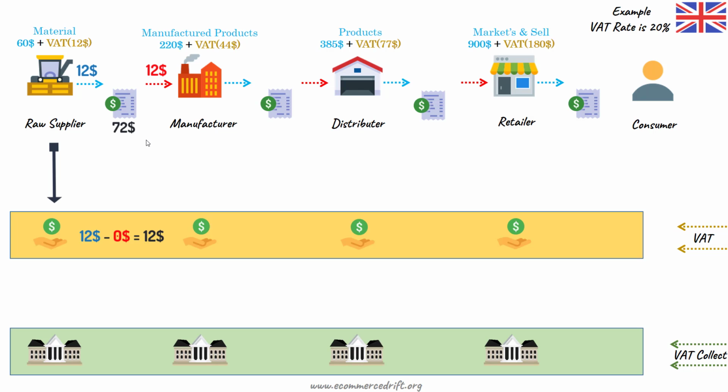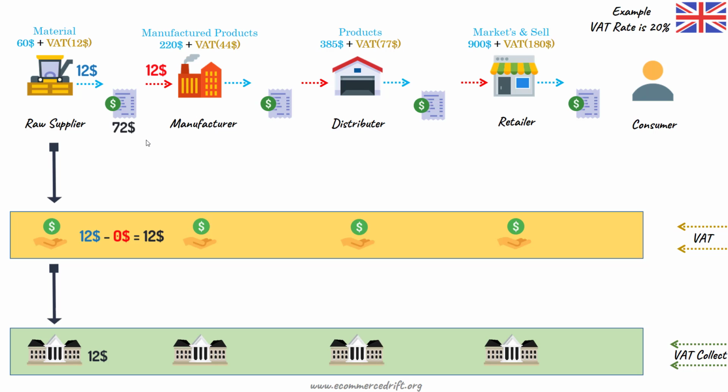Is there any input VAT for the raw supplier? No. That means the input VAT would be 0. So the total amount payable to the government or the tax authorities will be $12. So the raw supplier pays $12 to the government. Now let's hop on to the manufacturer.